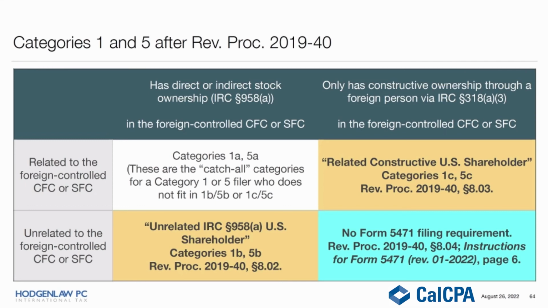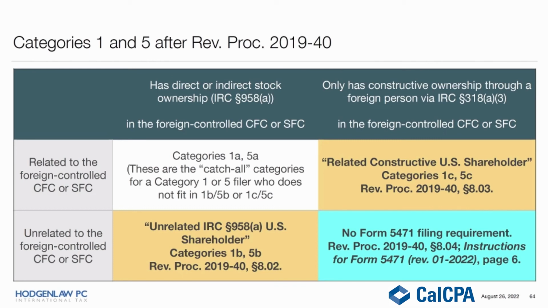Constructive ownership is you have ownership because of the attribution rules from a foreign person. So there's an air gap. You don't have some sort of direct or indirect ownership, but the government decides we're going to pretend that you own these shares anyway. Spouse, parent, stuff like that. The second part of the heading is this special phrase, newly coined in Rev. Proc. 2019-40, foreign controlled CFC, or foreign controlled for category 1, foreign controlled specified foreign corporation.